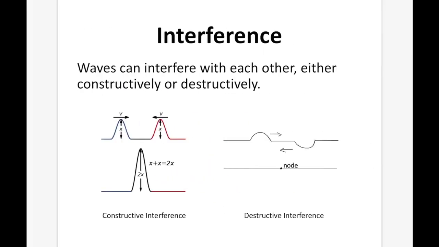Interference. Waves can interfere with each other either constructively or destructively. So we have here +1 and +1, so 2 crests, and what that equals is a +2. Now destructive interference is when you're going to have a +1 coming in contact with a -1, and what you get is a 0. You get complete destruction of the waves, and that's called destructive interference.